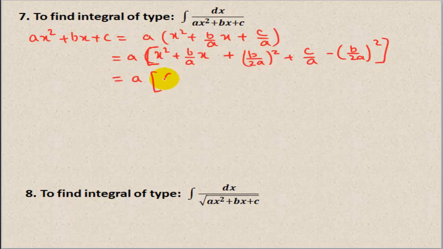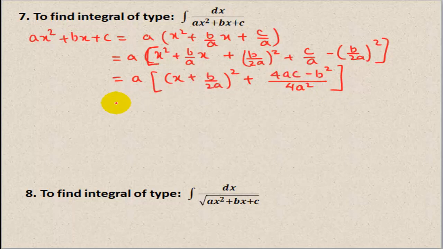That perfect square is (x + b/2a)². Now the later two terms we are going to solve together. You can see here the denominator will become 4a², and this is only a. So if I simplify this and then take LCM, this will reduce to (4ac − b²) over 4a². So this is one perfect square.